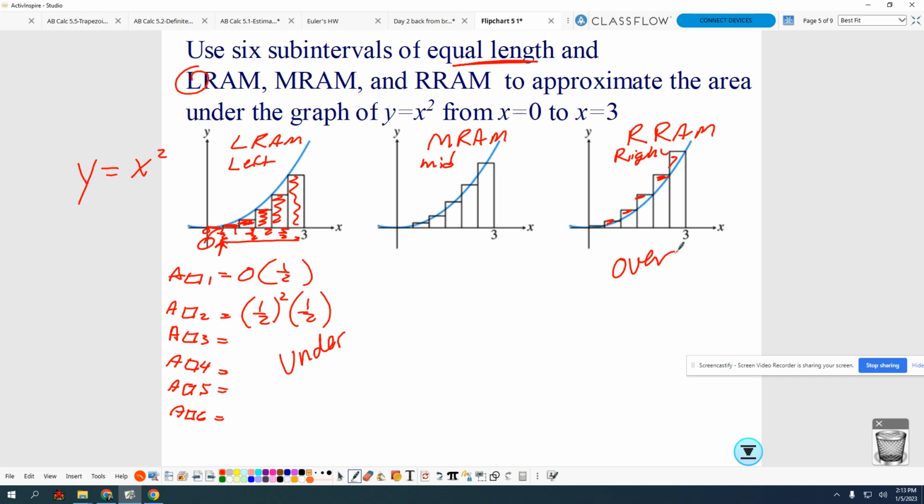Why is it under? And you can't just say because it looked that way. You need to give me a math reason. Could be the area of the rectangles. I don't know how to. I guess I don't know. The height of the rectangles is underneath.